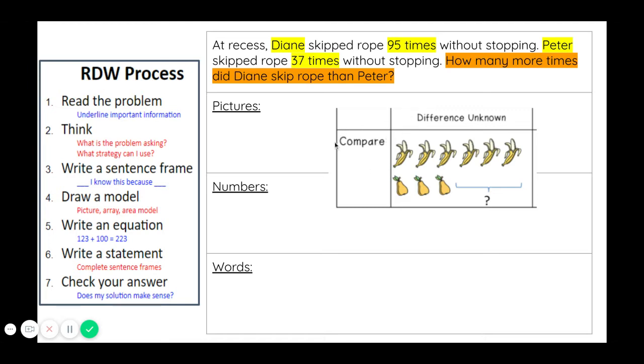So again, we are comparing the two, Diane and Peter. What we don't know, what's unknown, is the difference. How many more times Diane skipped rope than Peter? Now I'm going to think. I know this problem is asking for me to find the difference, so I'm going to need to subtract as my strategy, and I'm going to find how many more times Diane skipped rope than Peter.